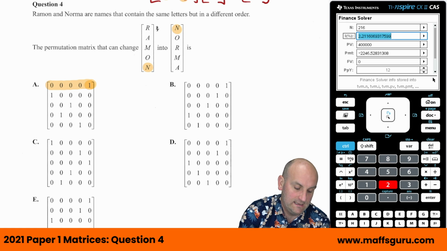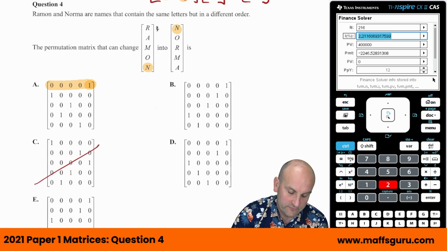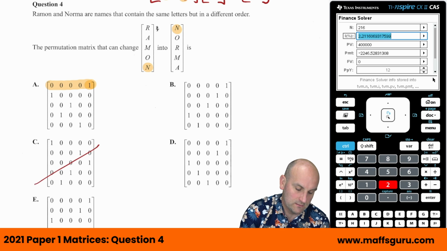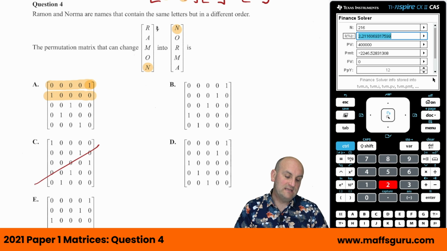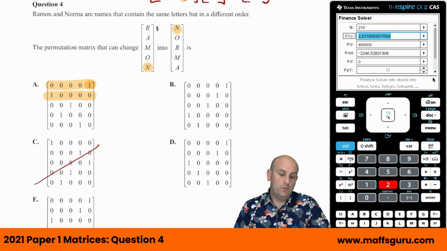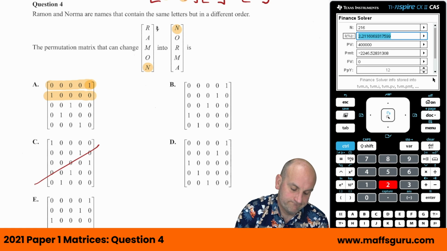So what we need, using a process of elimination, is a 1 to be in that number there. So that discounts C. Let's look at the next one. So the next one says that the second thing in my new one is going to be equal to the first of my old one. So the second in my new one is going to be the first. Well, that's not true of A.